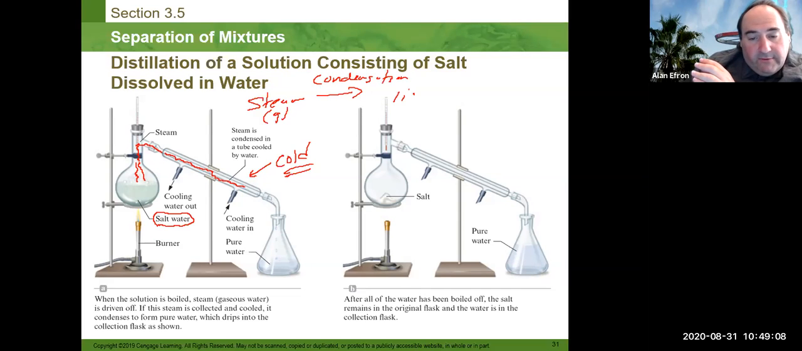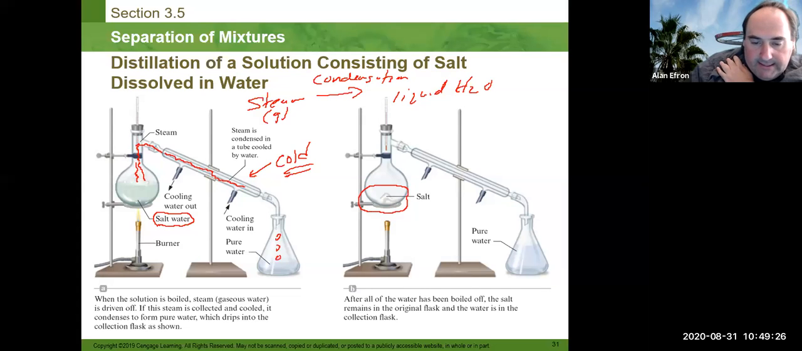And it's going to form liquid water at the back end. And what you'll have over here is that liquid water will start to drop into the collection flask on the other side. If you continue this process, essentially what you will be left with over here, which might be a little bit harder to see, is a white residue, in the case where you have something like sodium chloride in there. That white residue would be the salt that was originally dissolved in the water. And obviously over here, you've now separated out the pure water.